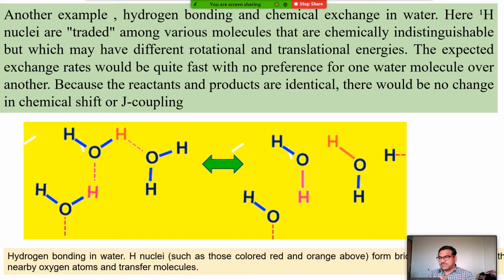Hydrogen bonding: there are two different types of hydrogen bonding. One is called intermolecular hydrogen bonding and the other is called intramolecular hydrogen bonding.